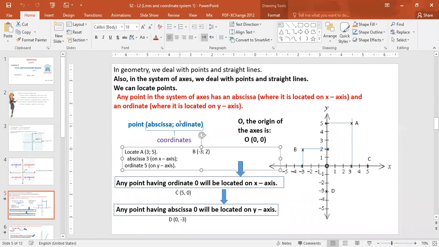We said that in a system of axes, we can locate points, right? What should a point have? It should have coordinates. What are the coordinates? The abscissa and ordinate. What do we mean by abscissa? Where it's located on the x-axis. What do we mean by ordinate? Where it's located on the y-axis. Thank you, Sireen.